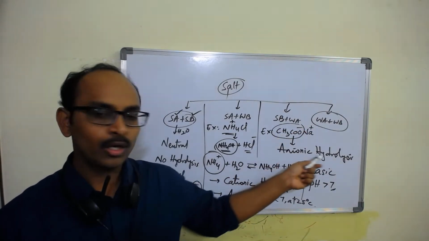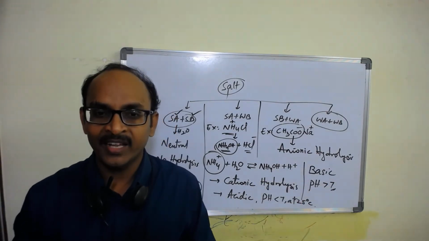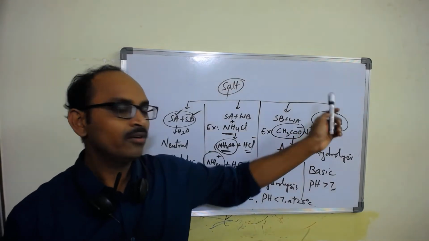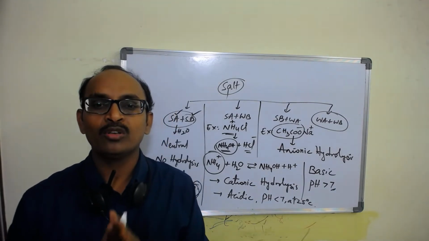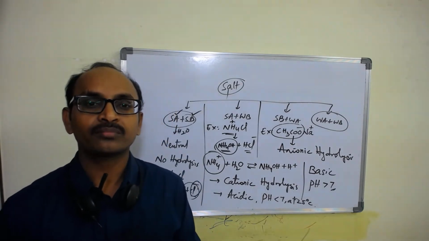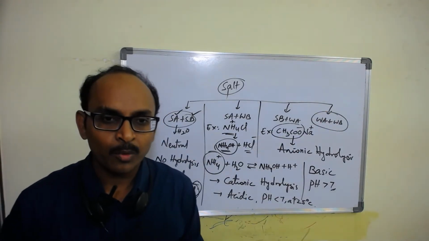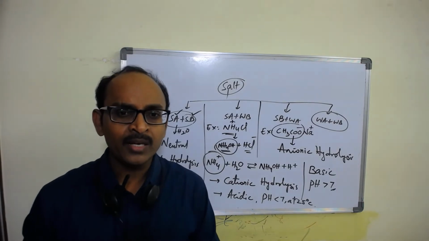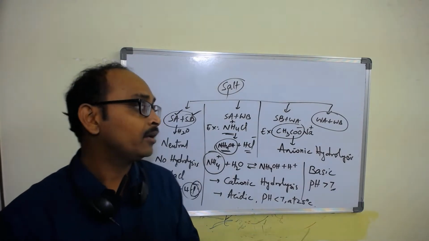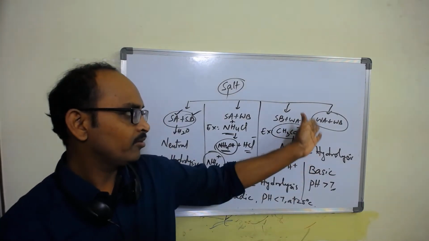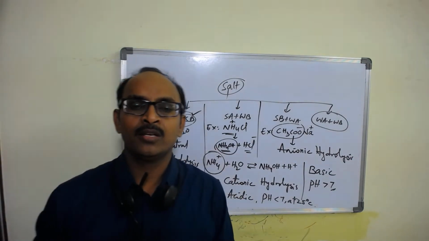So that's why anionic hydrolysis will make the solution alkaline or basic in nature. In case of the salt of weak acid and weak base, both the ions can undergo hydrolysis. Because both the ions can undergo hydrolysis, the solution may become acidic, basic or neutral, depending upon the type of acid and base that we are taking, and the dissociation constants of weak acid and weak base.